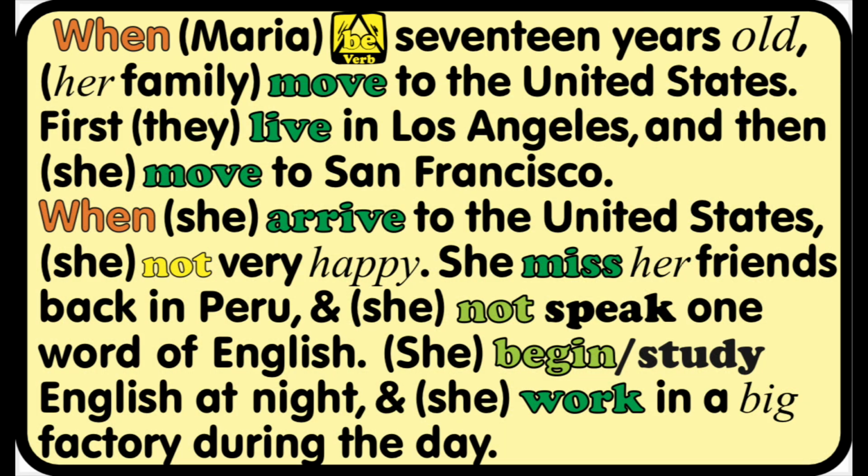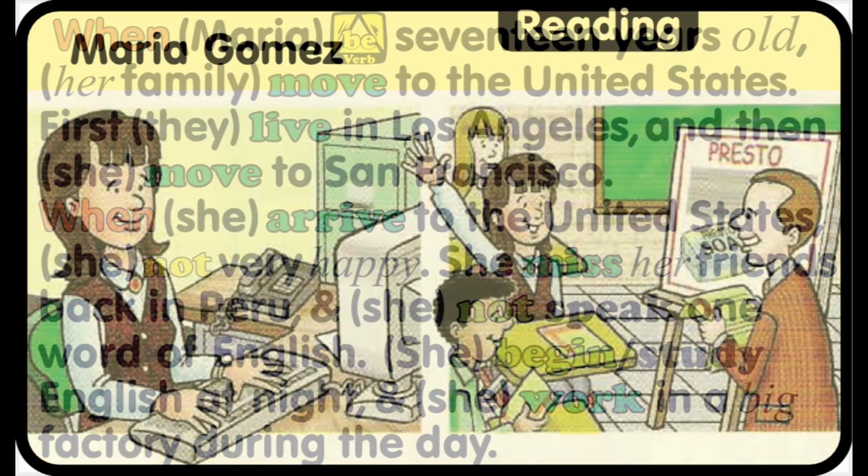When Maria was 17 years old, her family moved to the United States. First, they lived in Los Angeles, and then she moved to San Francisco. When she arrived to the United States, she wasn't very happy. She missed her friends back in Peru, and she didn't speak one word of English. She began to study English at night, and she worked in a big factory during the day.